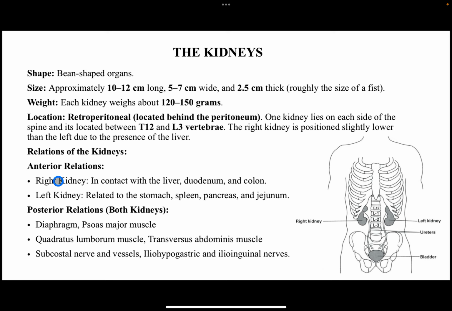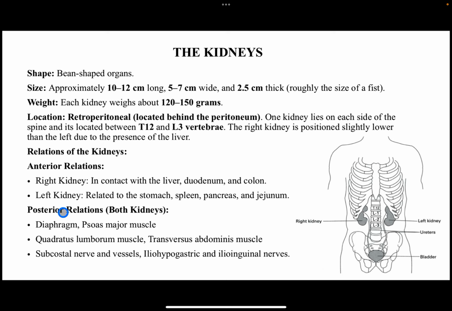The left kidney is also different. So we are looking at the right kidney. For the right kidney in front, it is in contact with a portion of the liver, the duodenum, and then the colon. For the left kidney, anterior to the left kidney, it is related to the stomach, the spleen, the pancreas, and then the jejunum.